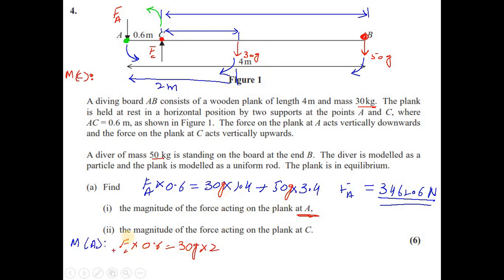So now come back to the next part. FC times 0.6 is equal to 30G times 2 plus 50G into 4. So again, you find 30G times 2 and 50G times 4, then add and divide by 0.6. So FC would be equal to 4246.6 Newton.